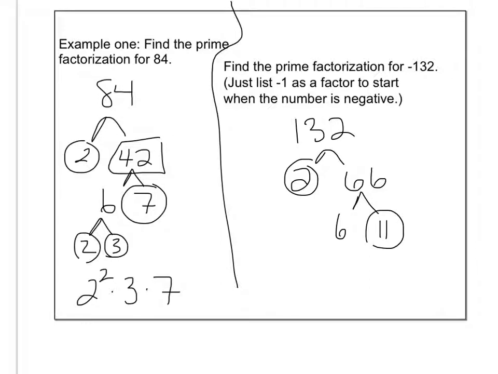I know that 6 times 11 is 66. And 11 is a prime number. And then 2 times 3 is 6. And then I've got my other 2 prime numbers. So when I write this, I'm just going to write negative 1 times 2 squared times 3 times 11. So there's 2 examples of factor trees.